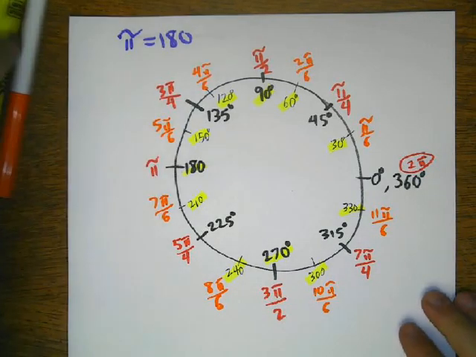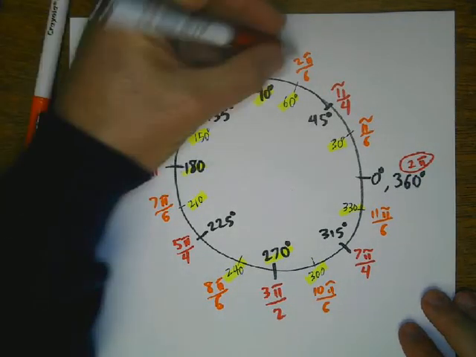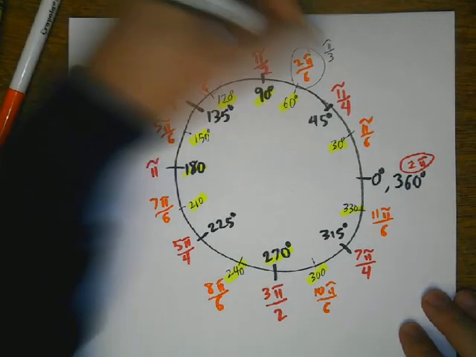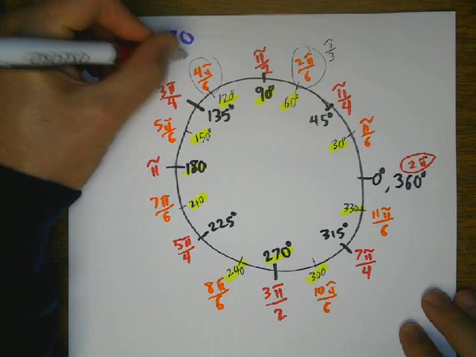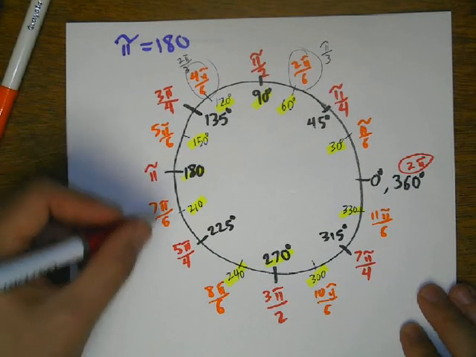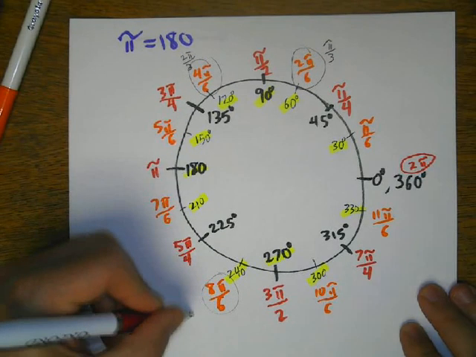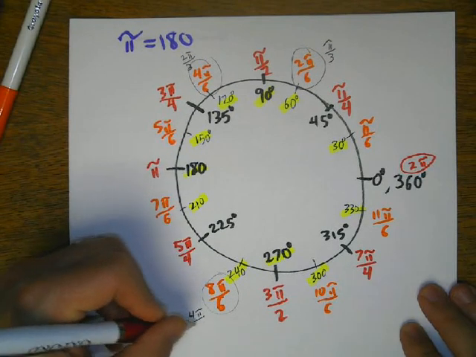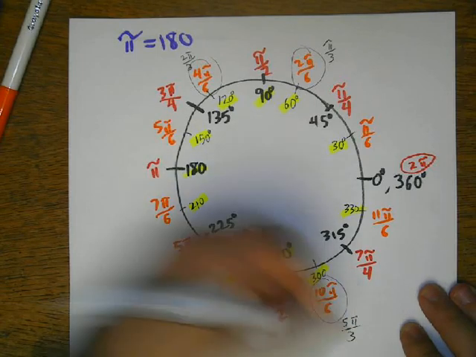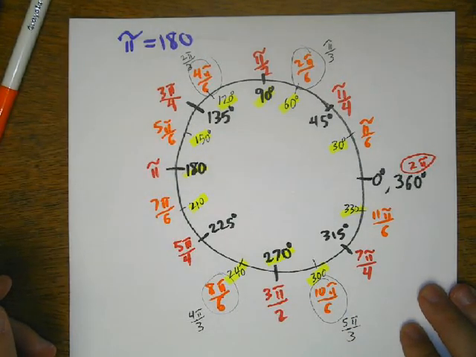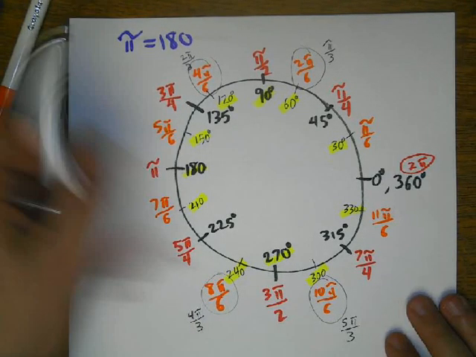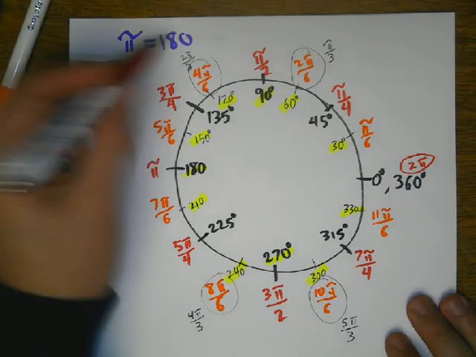Okay, now these two could be simplified, right? This is pi over 3, and this is 2 pi over 3. And this could be simplified. That's 4 pi over 3, and this is 5 pi over 3. Okay? And I could have found out any of these simply by using this conversion factor.